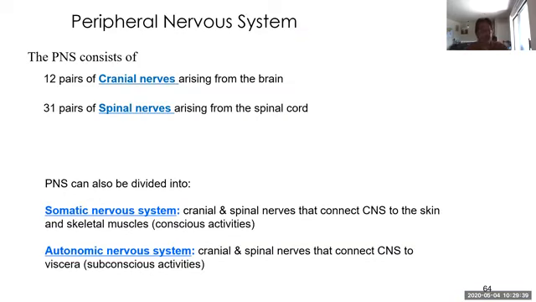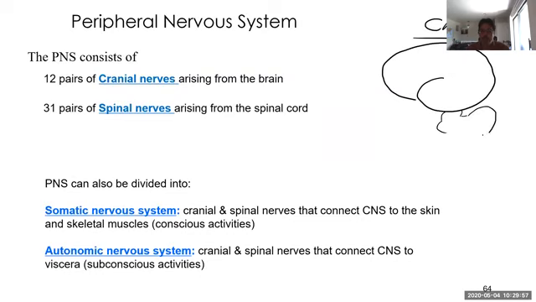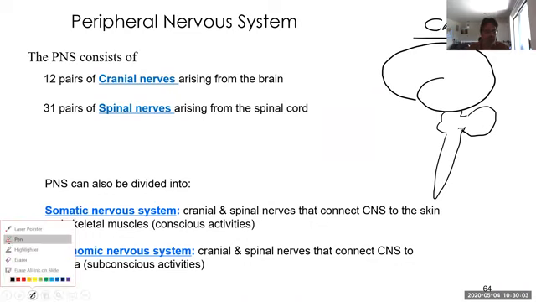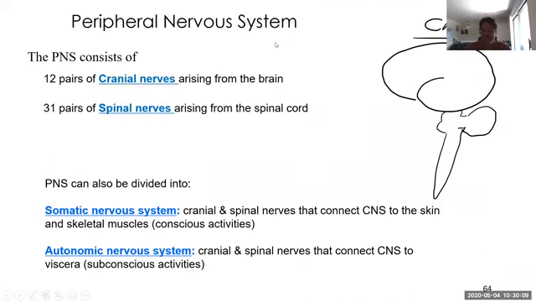Now, with that said, a quick note about the peripheral nervous system. As you guys should remember, the peripheral nervous system is coming off the central nervous system. So if we have the central nervous system over here, that was composed of the brain, like this, and the spinal cord. Now, coming off the brain and the spinal cord, we have the peripheral nervous system, PNS. That was composed of 12 pairs of cranial nerves that come off of the brain.